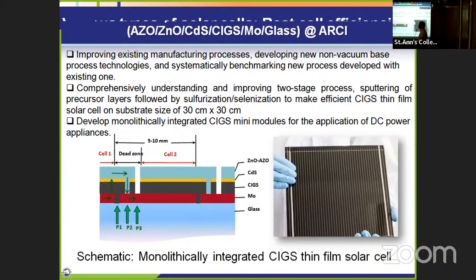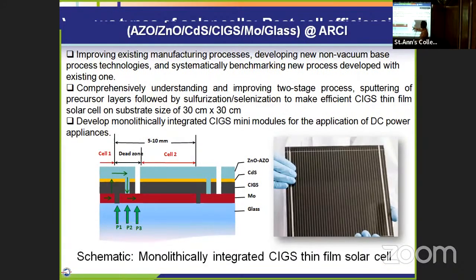We started working on this in 2010-11. We established a pilot line for this one. This is a cross section of the solar cell. You can see we are making it on glass as a substrate. Then we put moly. Moly, as I said, is the back contact, a metal back contact, which collects the holes. And then CIGS is a P-type material, CdS is N-type. So the overall thickness of this one is about 2 microns. And then we have the top contact, zinc oxide AZO, that is basically transparent zinc oxide.